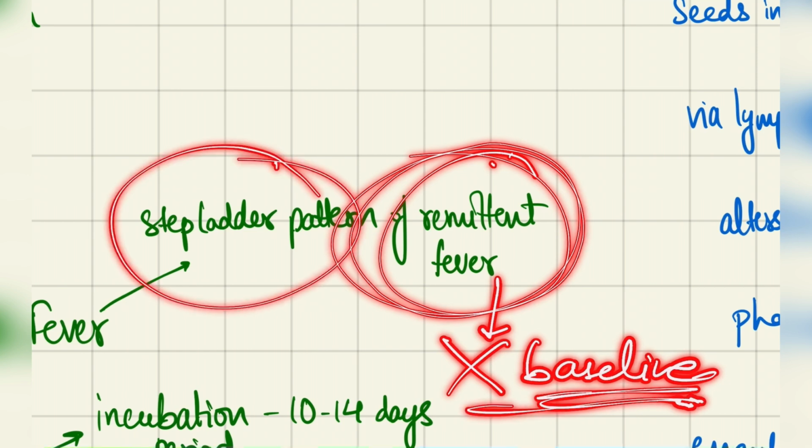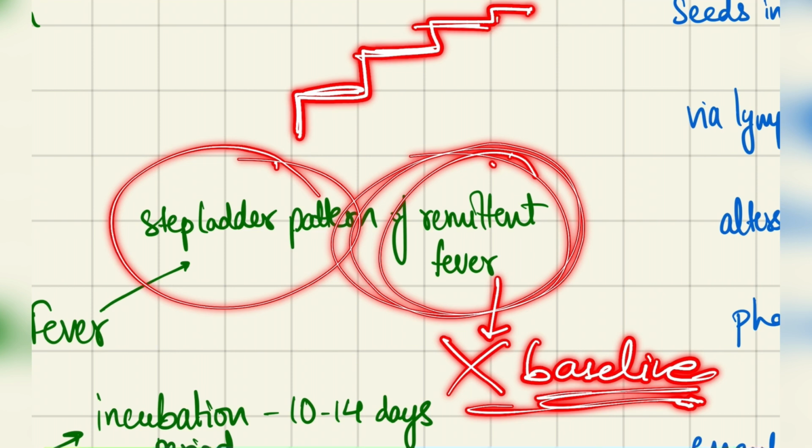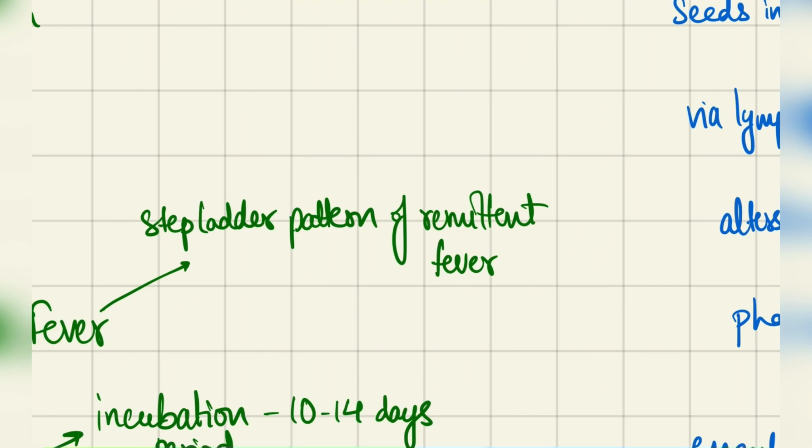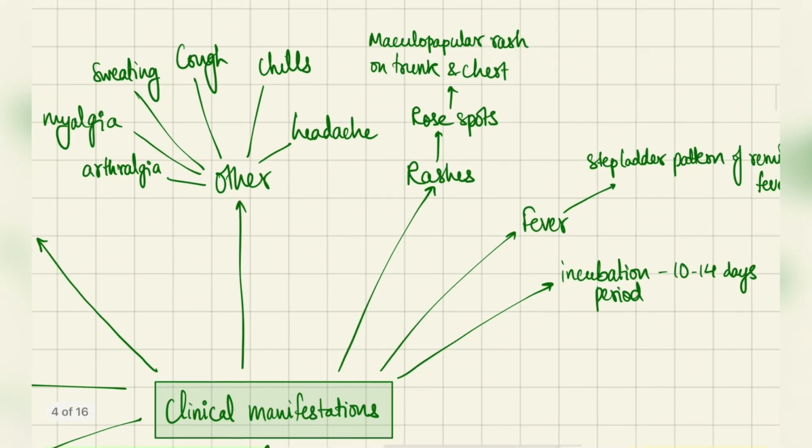Stepladder indicating the fever will increase with each episode. Each episode increases the last plateau of the fever. It will increase the temperature, and it is never going to reach the baseline. That is what we mean by stepladder pattern of remittent fever. It will keep on increasing throughout the day.